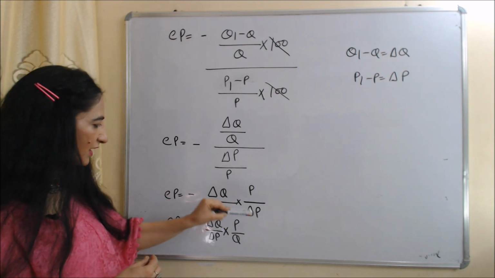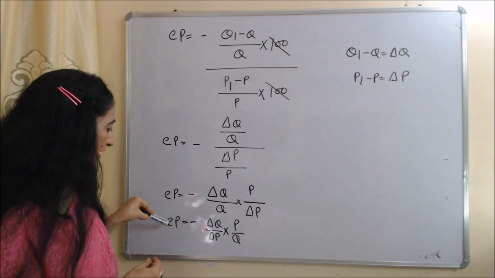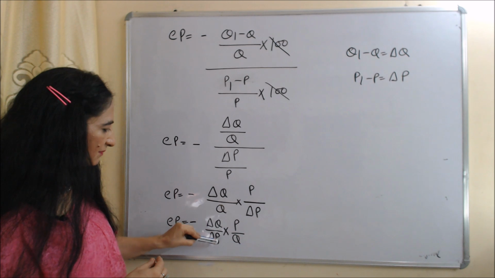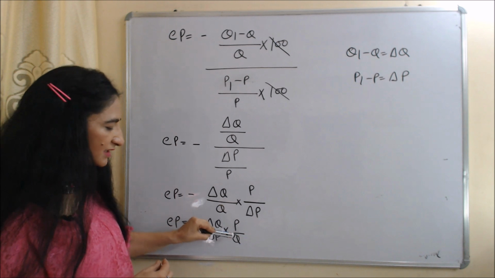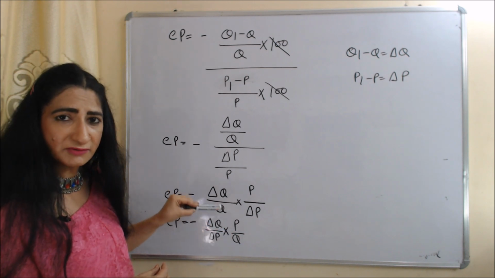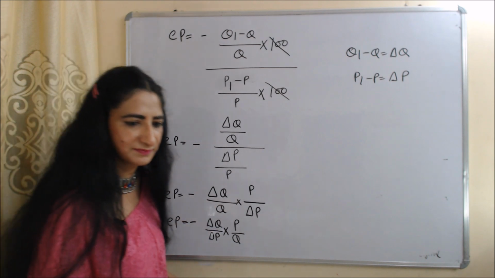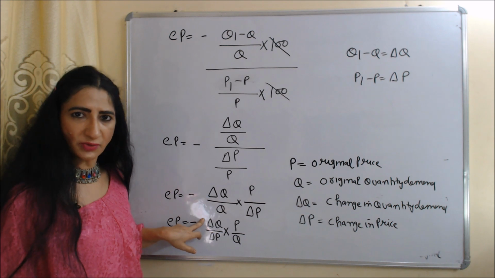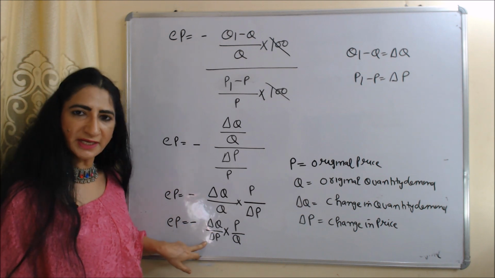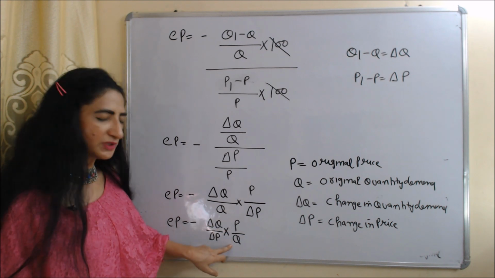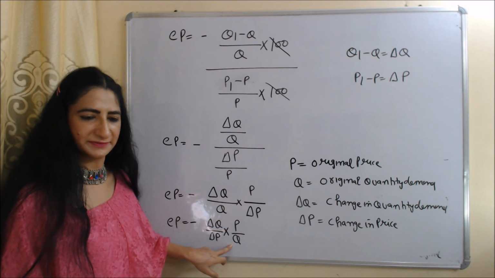After doing this, our final equation will become: price elasticity of demand equal to delta Q divided by delta P multiplied by P divided by Q. This is the final equation to measure price elasticity of demand with the percentage method. Here delta Q is the change in quantity demanded, delta P is the change in price, P is our original price and Q is our original quantity demanded.